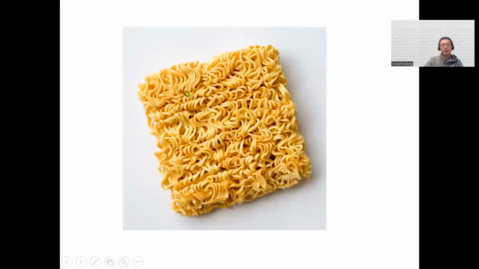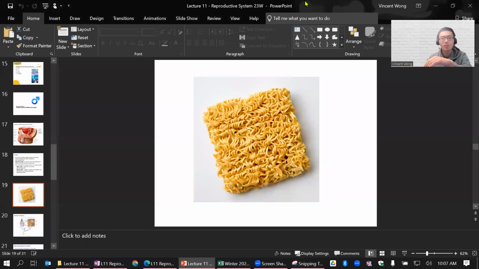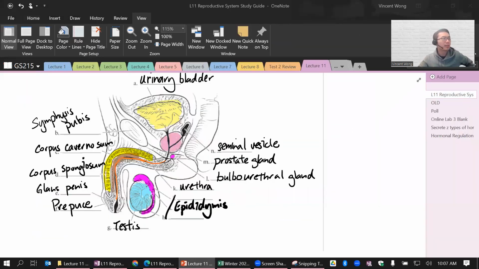Okay, so the best analogy I can think of in terms of visualization is instant noodle. Now you will never look at instant noodle the same way. The seminiferous tubules are exactly like that. Trust me, it's all coiled up and bundled together, and there is some space between them. Let's try to draw that to help you understand a little bit better.